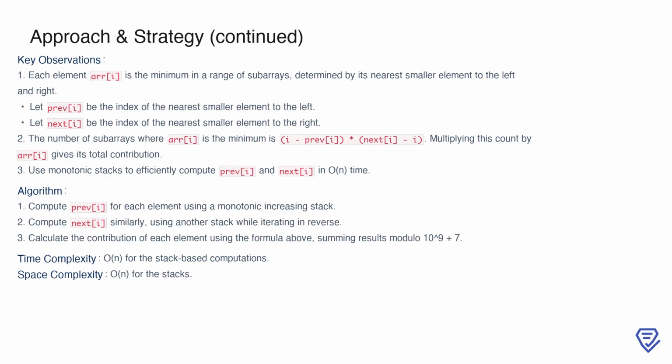The algorithm proceeds in 3 steps. First, compute previous[i] using a monotonic increasing stack while iterating from left to right. Then, compute next[i] using another stack while iterating in reverse. Finally, calculate the contribution of each element using the formula and sum the results, taking care to apply modulo 10 to the power of 9 plus 7, as is required. This approach brings the time complexity down to O(N) while using O(N) space for the stacks.